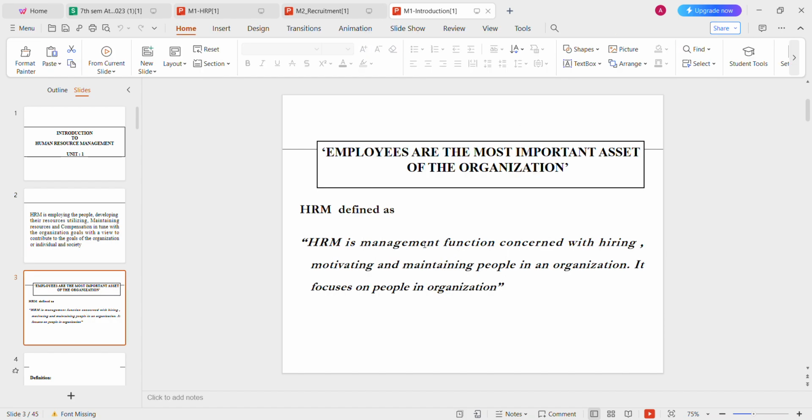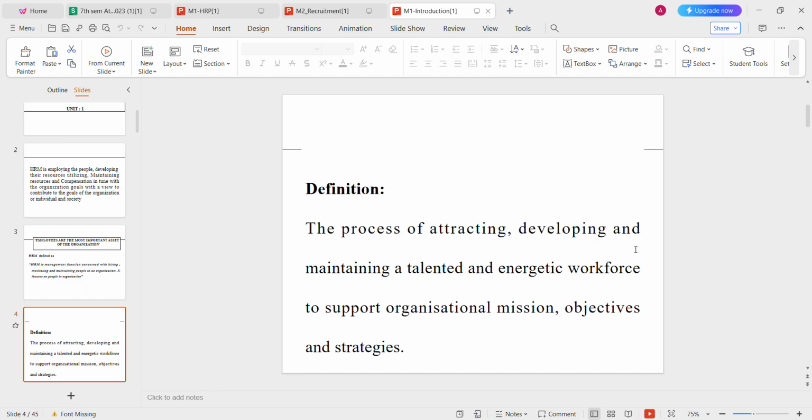So basically it is the management function concerned with hiring, motivating as well as maintaining the people in an organization. The main motto of HRM is that it focuses on the people in the organization. HRM means attracting, developing as well as maintaining a talented and energetic workforce to support the organization's mission, objectives as well as strategies.